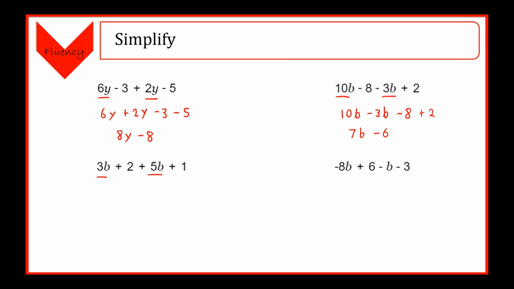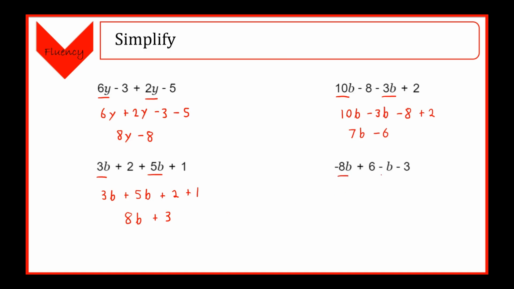Looking at this other example here, let's rearrange to collect the like terms. So I have 3b plus 5b plus 2 plus 1. I'm just putting the same terms together and putting the numbers together that are constants. So 3b plus 5b is going to be 8b. And then 2 plus 1 is going to be 3. So my final answer should be 8b plus 3.